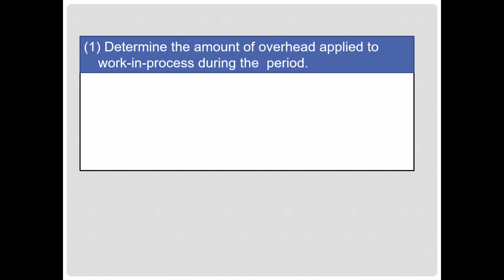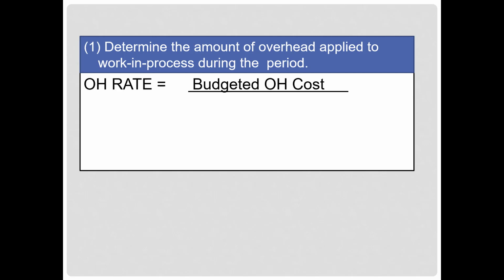To apply overhead, we need to know the predetermined overhead rate. Because it was not given to us, we will need to calculate it. If you'll recall from your notes, the formula for overhead rate is budgeted overhead cost. That's all of your factory rent, factory insurance, factory depreciation, supervisor's salaries, all of those things added together. And you divide by the activity that drives the overhead cost.